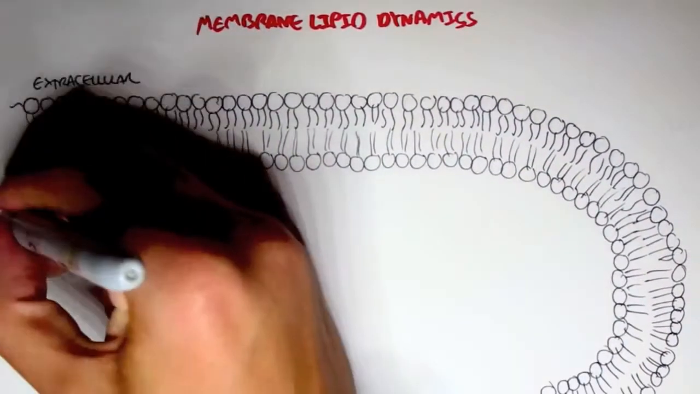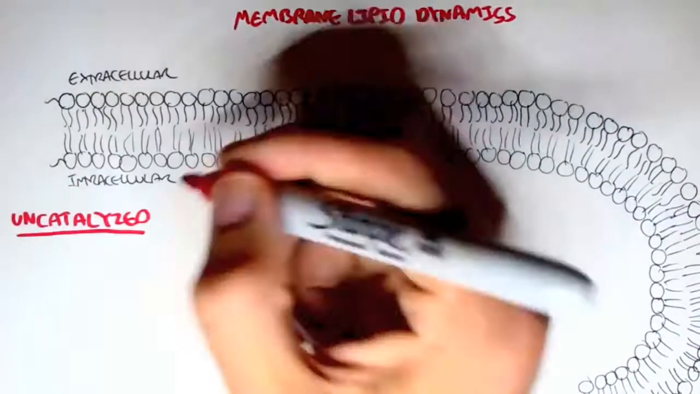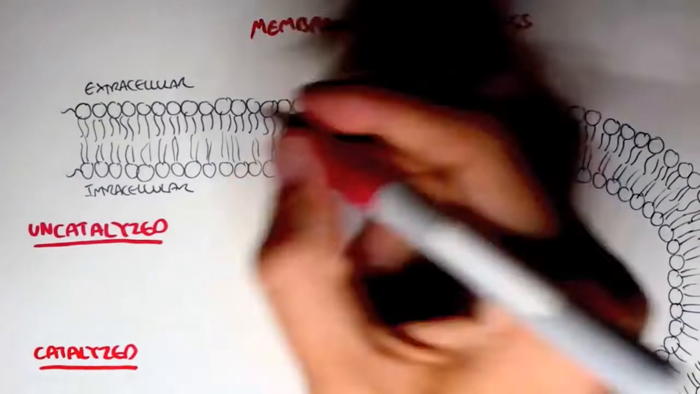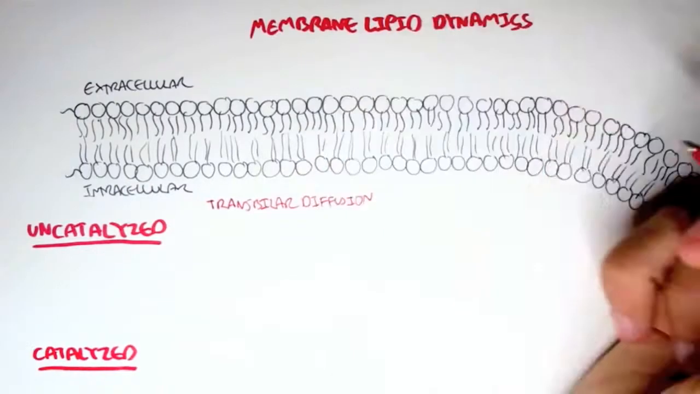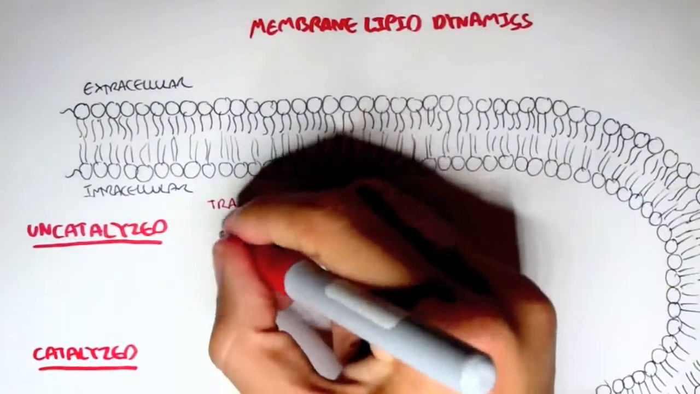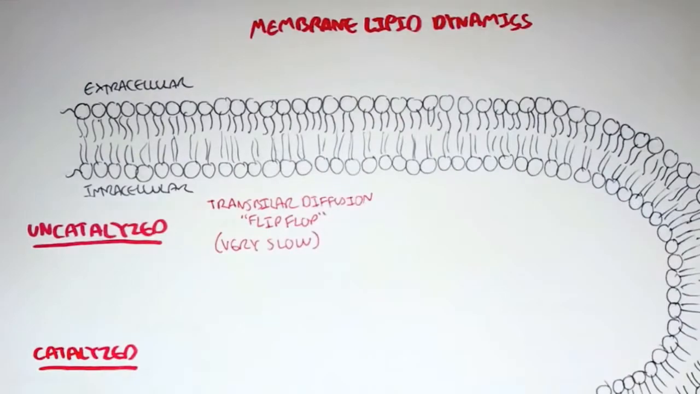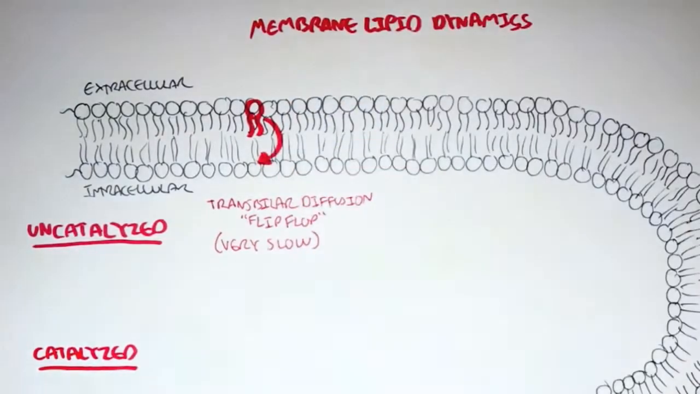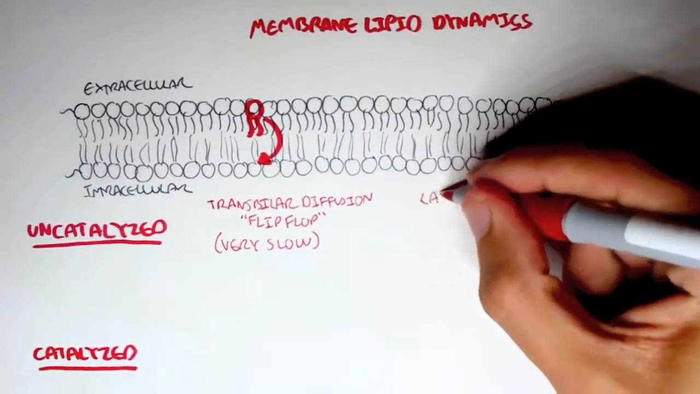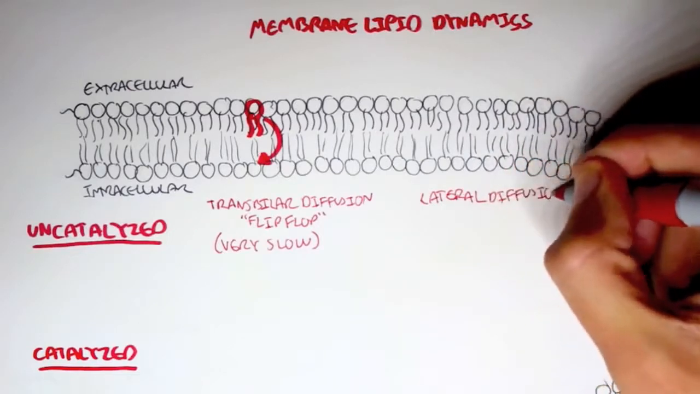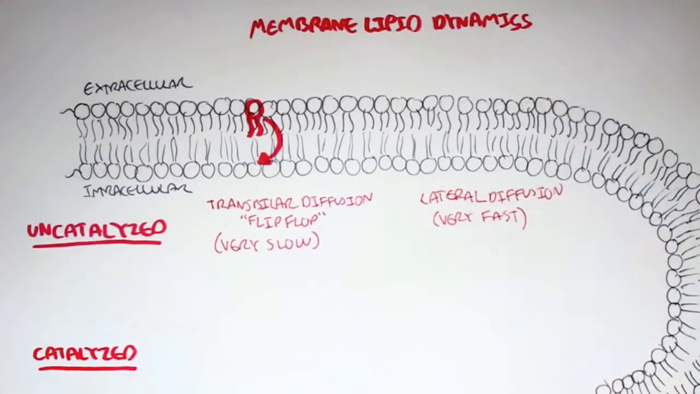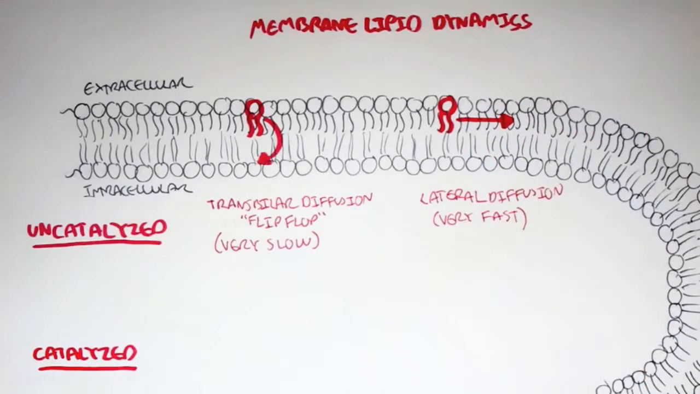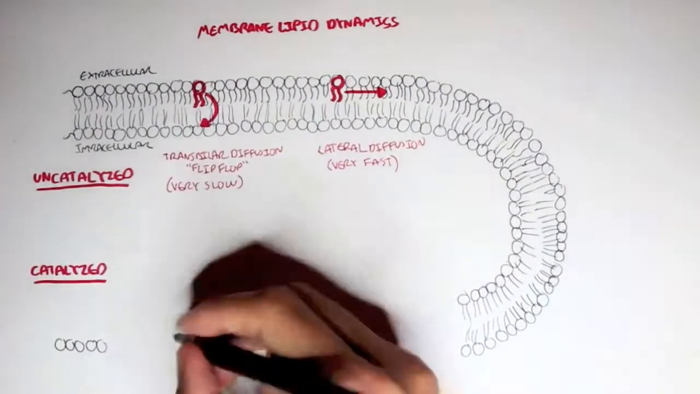So there are two mechanisms of membrane lipid dynamics. There's uncatalyzed and there's catalyzed. In uncatalyzed, we have what's called the trans-bilayer diffusion, also called flip-flop, which is a funny name. And this process is actually very slow and takes days. So this is essentially when a lipid from one layer moves to another layer. The second type of uncatalyzed movement dynamics is what's called the lateral diffusion, and this process is very fast because the lipid structure essentially moves within the same plane on the same layer, and that is why it is fast.